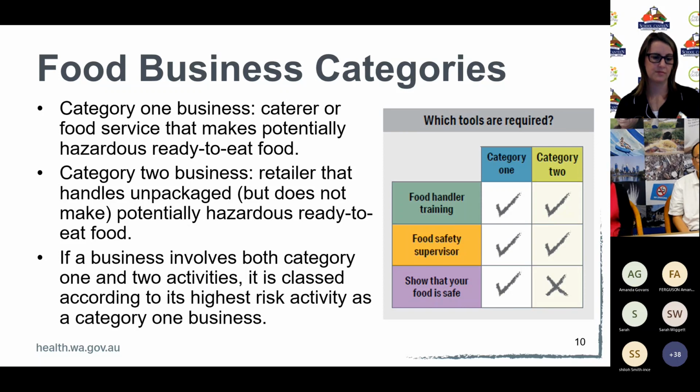For example, if you had, say, sushi or sandwiches made by another business and delivered to you, they weren't packaged, but you were then displaying them and selling them, that would be a category 2 business. Now, category 2 businesses only need to comply with the food handler training and the food safety supervisor requirements. But if a business does both category 1 and category 2 activities, then it's always classed according to the highest risk activity. So it will be a category 1 business regardless. I'm required to comply with all of those tools.